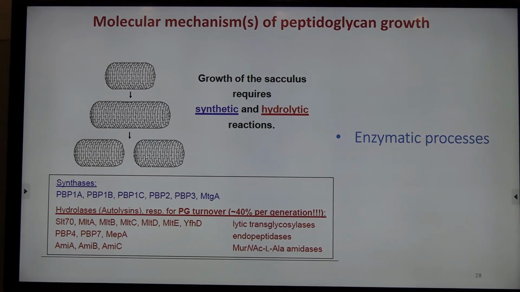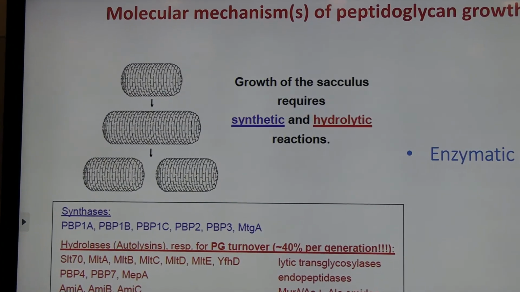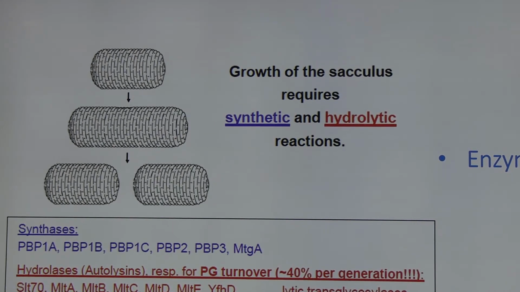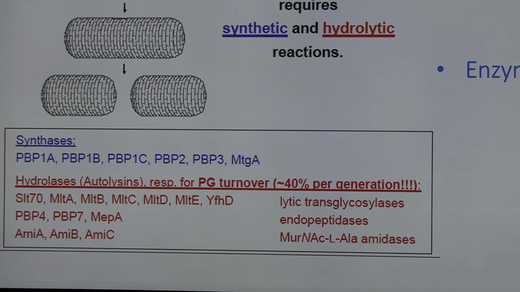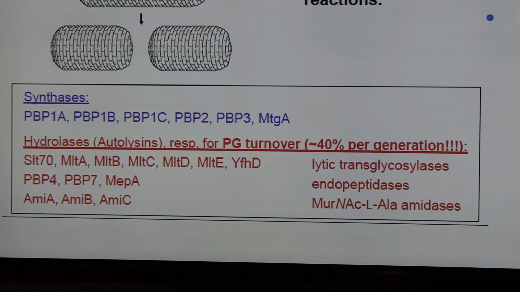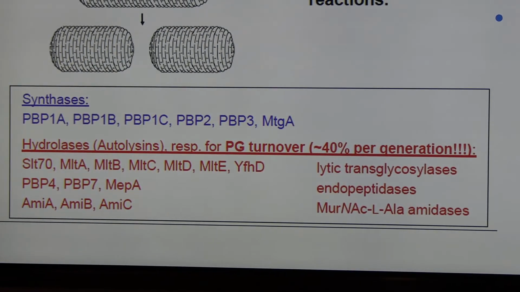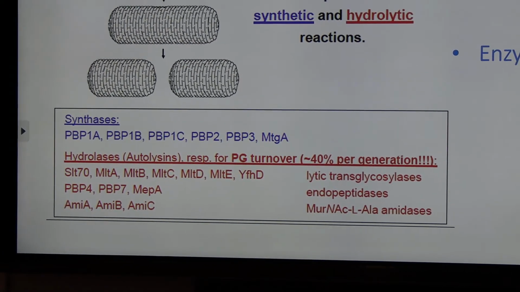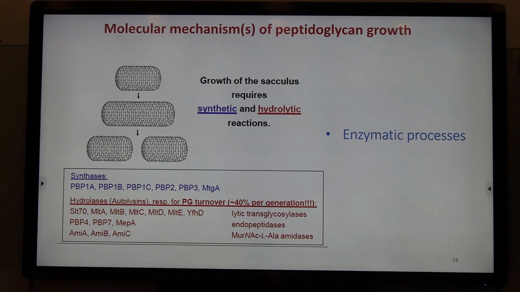So the molecular mechanism of peptidoglycan growth is a little bit complicated, but it is a biologically controlled enzymatic process. It requires both synthetic and hydrolytic reactions. This table also shows you a list of more than 20 proteins that are known to be involved in this process in E. coli. Well, this number can be increased in other bacteria with more complicated shapes.